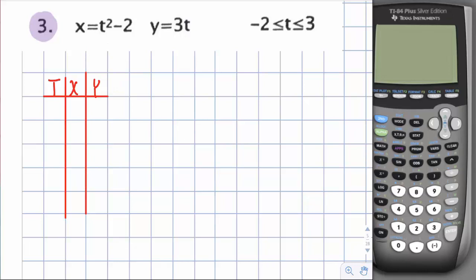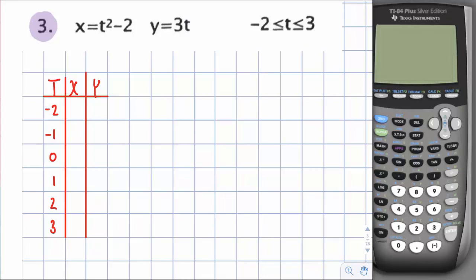You'll notice with this parametric equation, our t-values are from -2 to 3. So we're going to go -2, -1, 0, 1, 2, and 3. We're going to plot each one of these and see what we get. I'm going to start with the x value. I'm plugging in the t value for x.